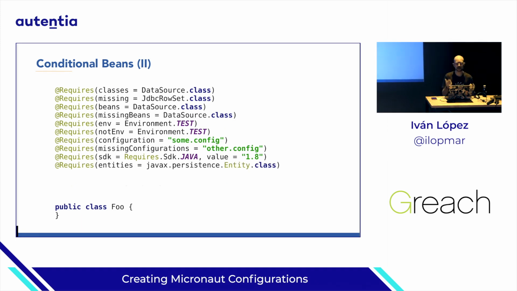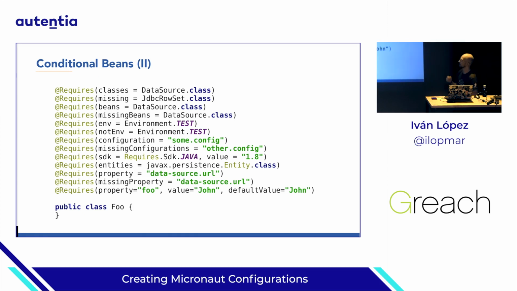If there are entities annotated with this JavaX persistent annotation, if there is a property defined, if there is a property missing, or if the property has a value, or if not, I'm going to use this by default.